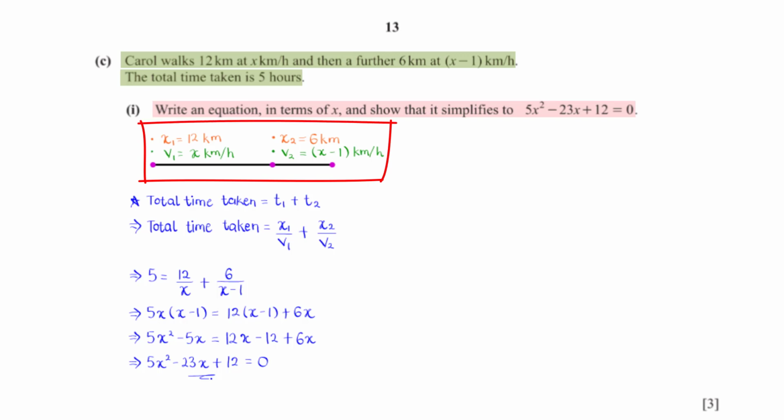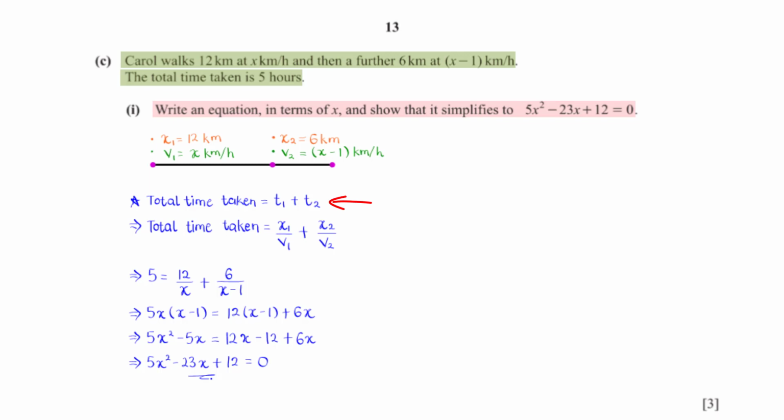Between the first 2 points, we've been given the distance traveled as 12 kilometers and the speed as x kilometers per hour. She walks further from the second point to a third point. We've also been given the distance covered between these 2 points as 6 kilometers and the speed as x minus 1 kilometers per hour. We've also been told that the total time taken for Carol's entire journey, which is T1 plus T2, is 5 hours.